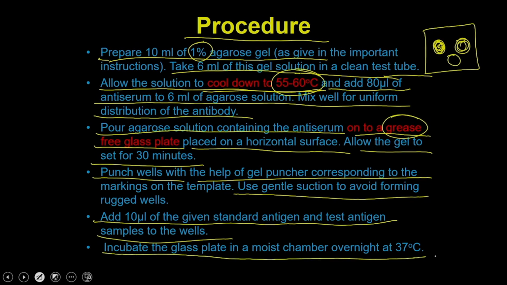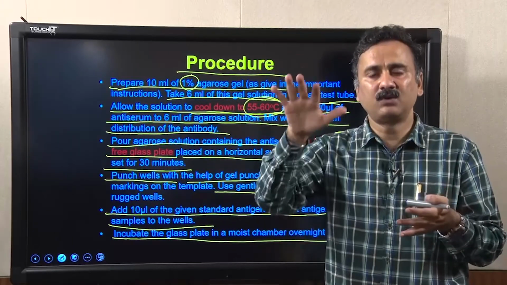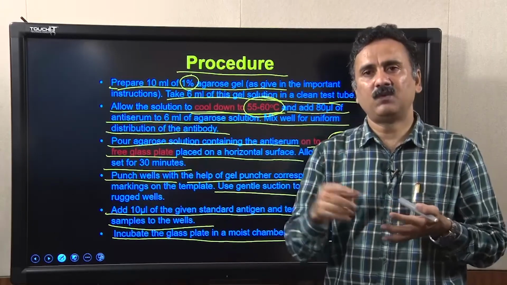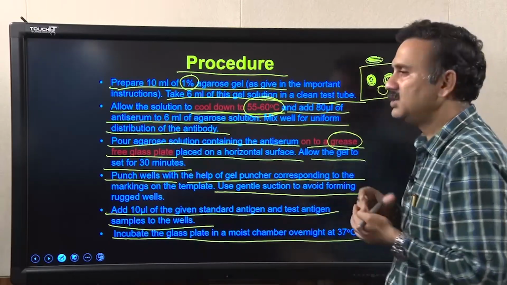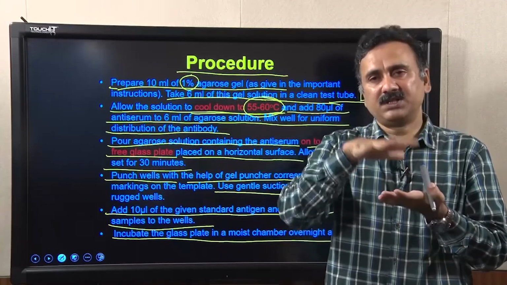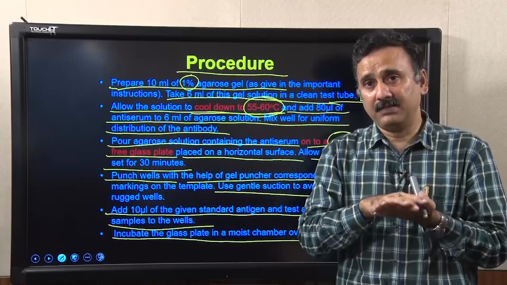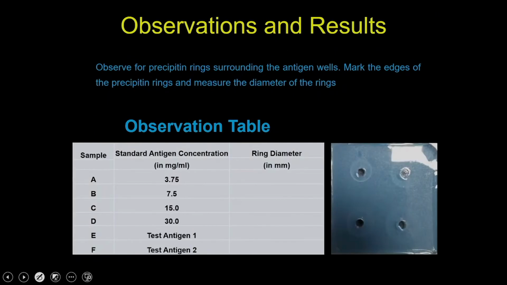Then you incubate this glass plate in a moist chamber, because if you allow the water to evaporate, the agarose is not going to remain as a thin sheet. So, you have to stop the evaporation of the water. What you can do is simply add some wet tissue into the water, so that it keeps the moisture content intact within this chamber. Now, just incubate it overnight, and then you are going to see the results.